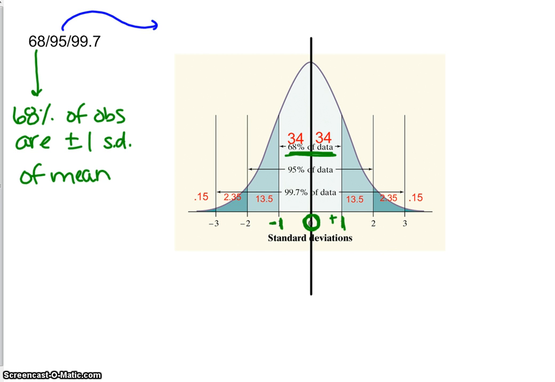95% of my observations are going to be within 2 standard deviations. So that's talking from here to here now. I've already used up the 68, which leaves me with 27. If I cut that in half, that's where I'm getting my 13.5 and my 13.5.